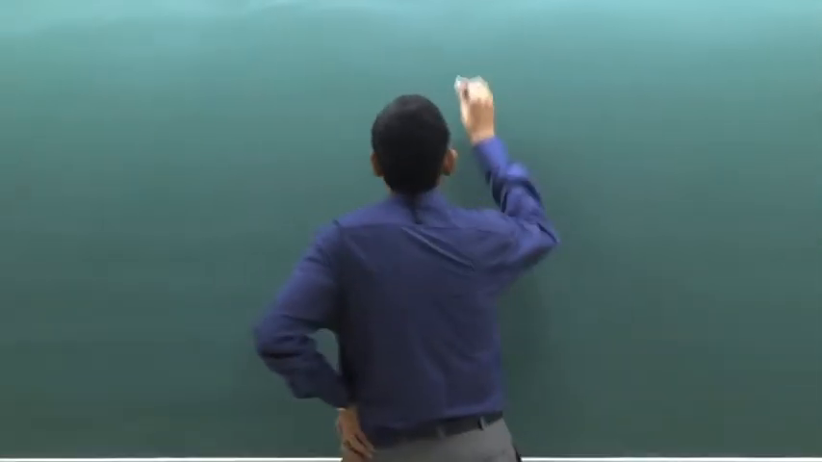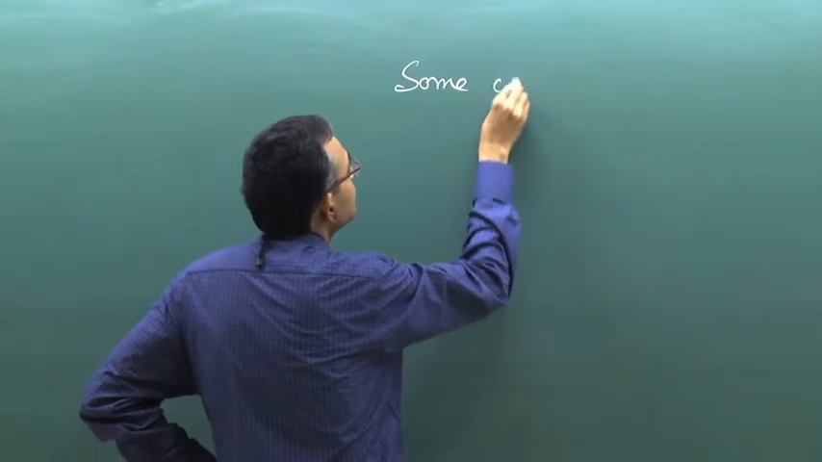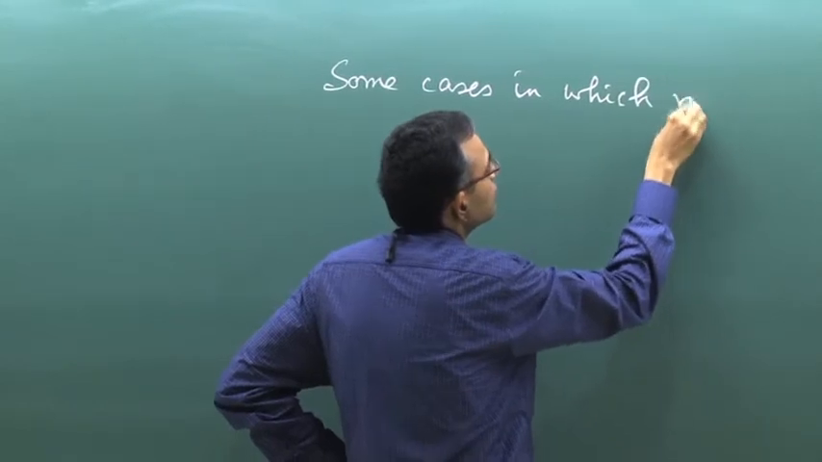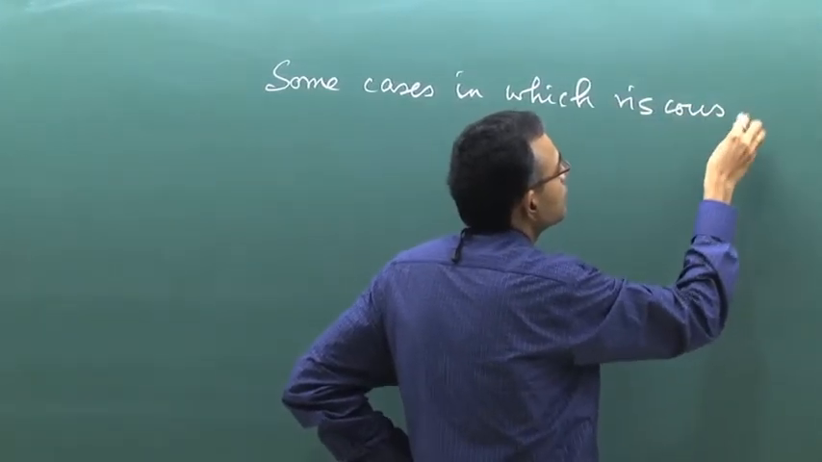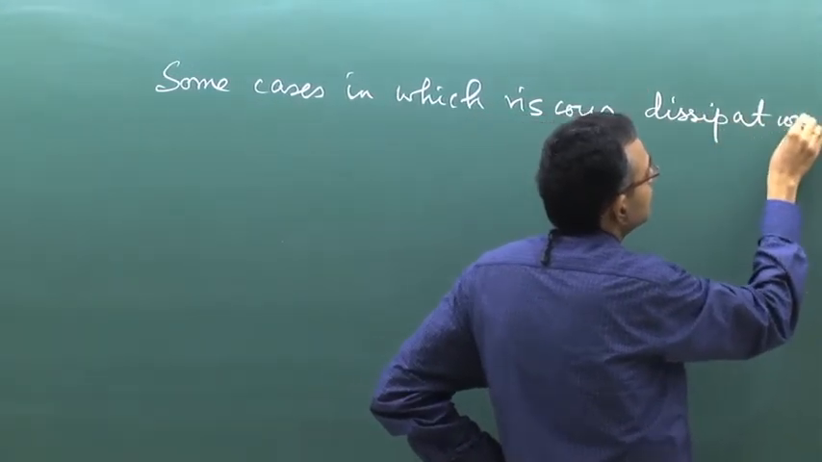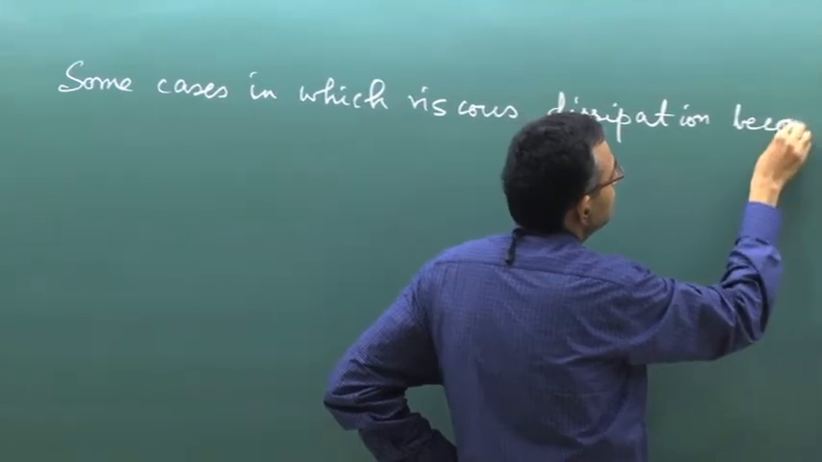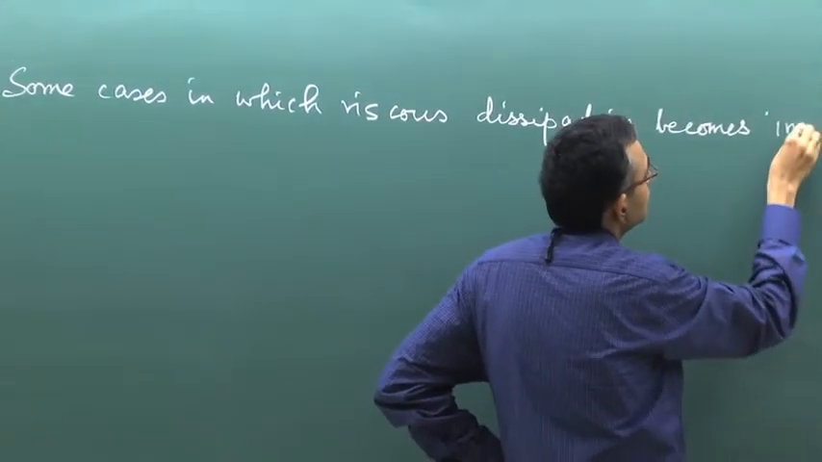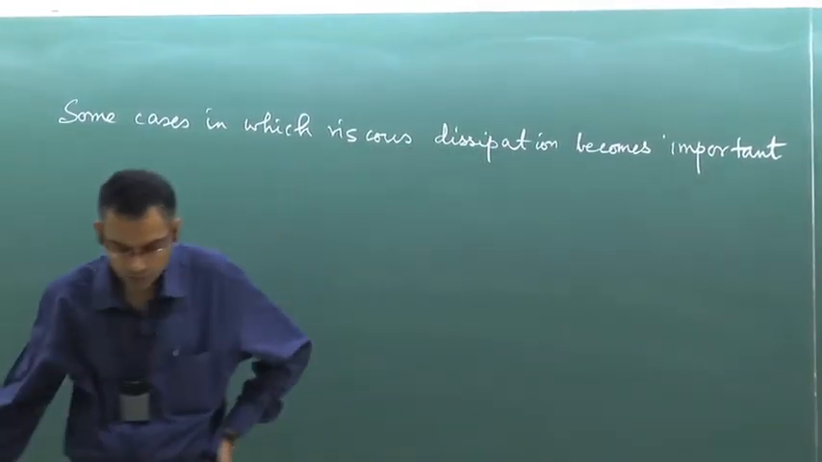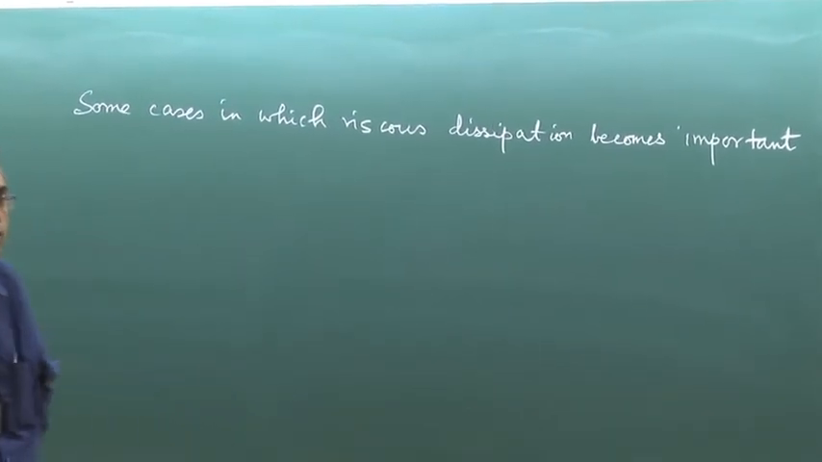So we will now try to analyze one or two example scenarios where the viscous dissipation becomes important. So our agenda now is some cases in which viscous dissipation becomes important.